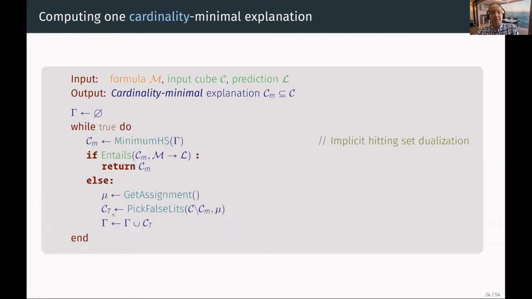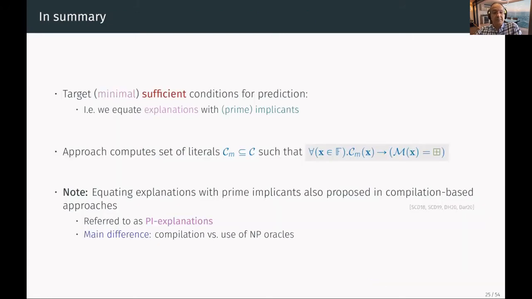I'm going to explain what this means shortly. If I want the cardinality minimal prime, or the smallest prime, we use what is called implicit hitting set utilization. So I still have a loop, but the loop may be executed an exponentially large number of times. So I may have an exponentially large number of entailment checks. And each time I'm computing a minimum hitting set, which again is a bunch of calls to an NP oracle. And so this can be much less efficient than the previous approach. But this is guaranteed to give you the smallest prime.